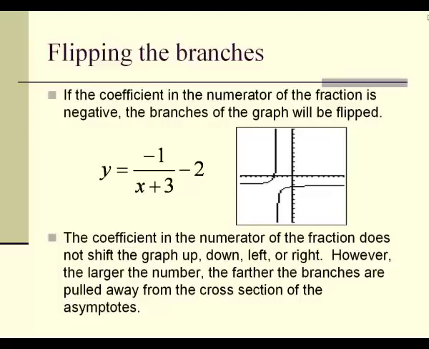The coefficient in the numerator of the fraction does not matter. It does not shift your graph up, down, left, or right. If that was a 2 or a 3 or 4 on the top of the fraction, it's not going to make a difference. The difference of the graph, depending on the number on the top, just pulls the branches away from where your asymptotes intersect each other. It just pulls them farther away, and that's not something you really need to focus on for Algebra 2. That's a concept that you would focus on later on in higher levels of math.